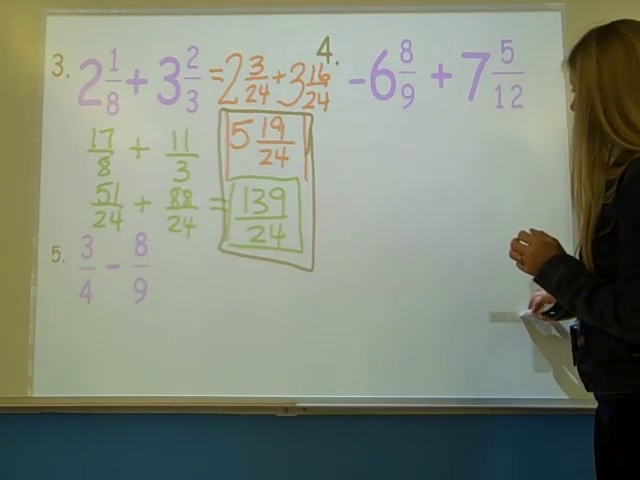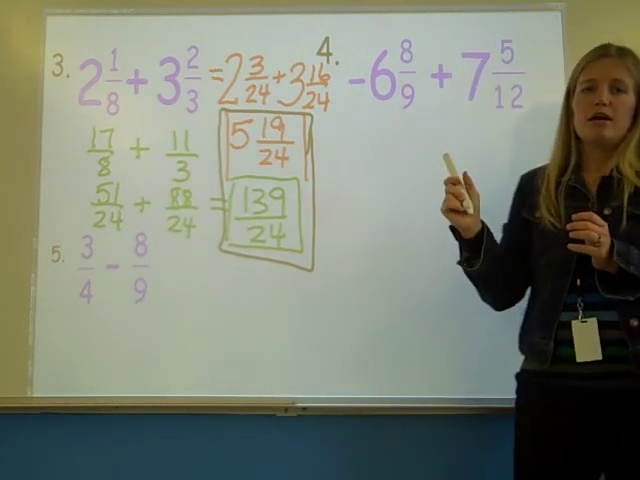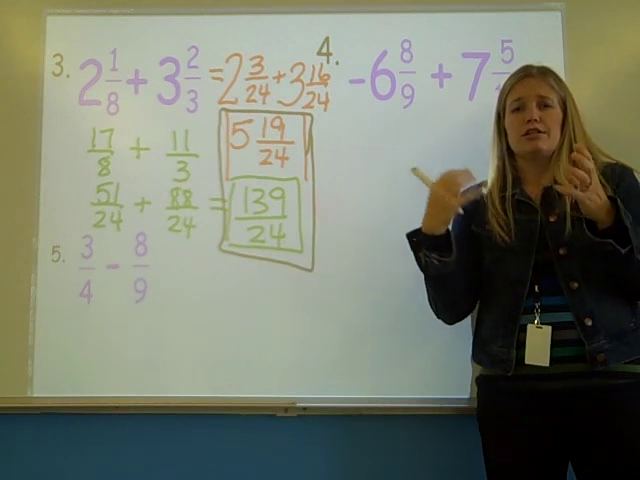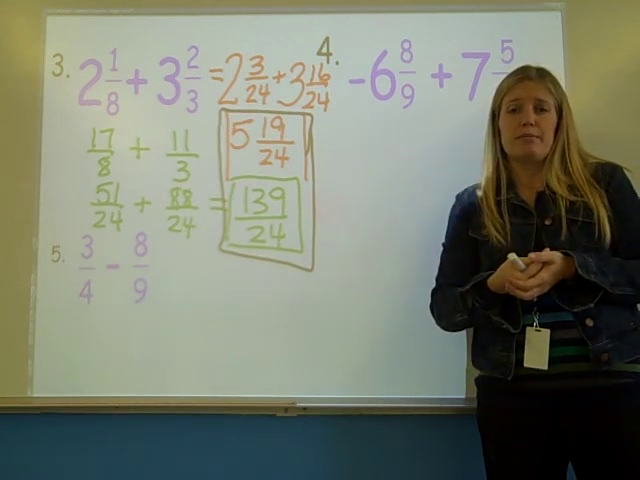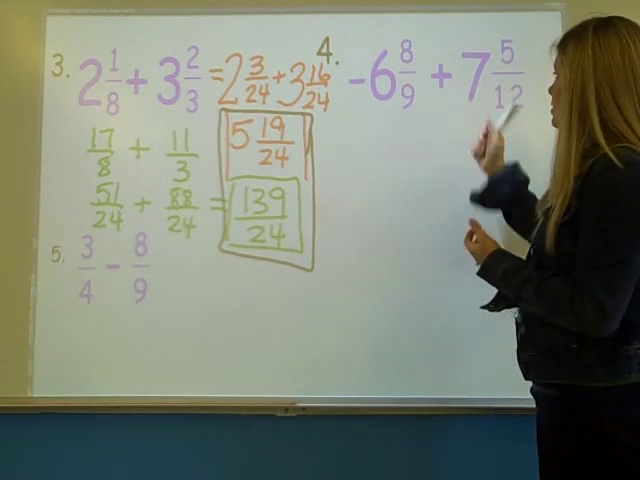Okay, next one. I see a negative, and I see that I'm adding. Now you have to think back to your integer rules. When you have a negative and you're adding, they're different signs. You subtract the 2 numbers, and you take the sign of the bigger number. So I'm going to have to subtract these 2 numbers.